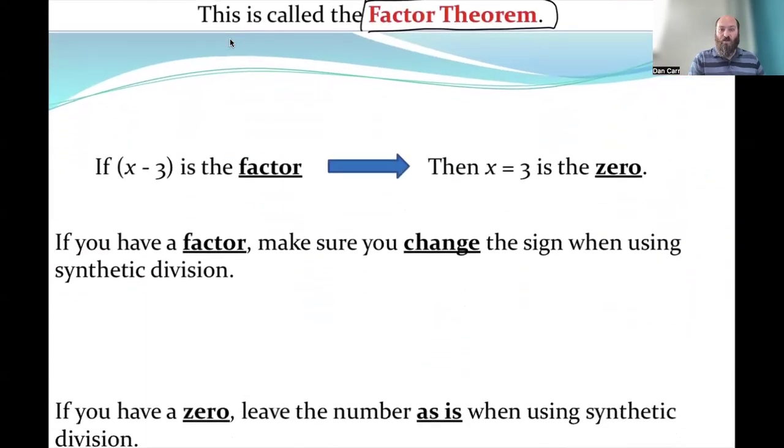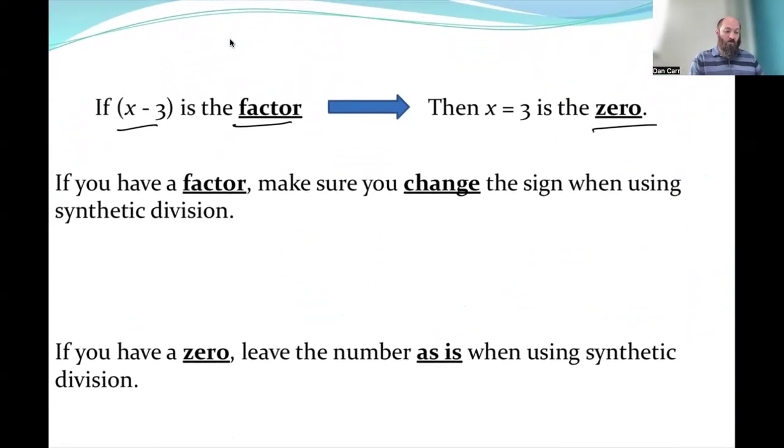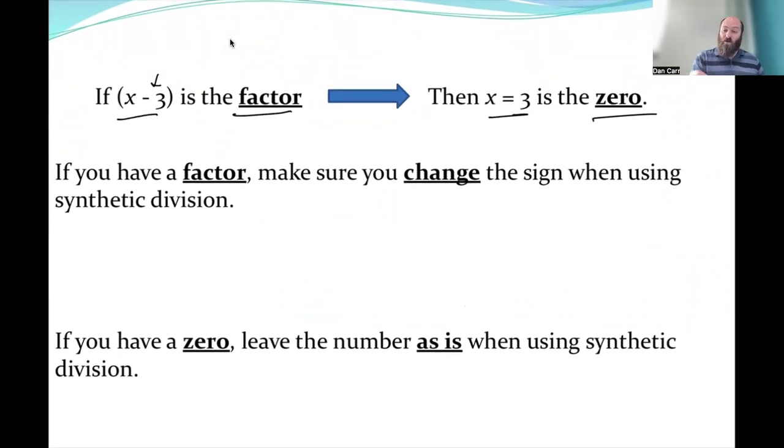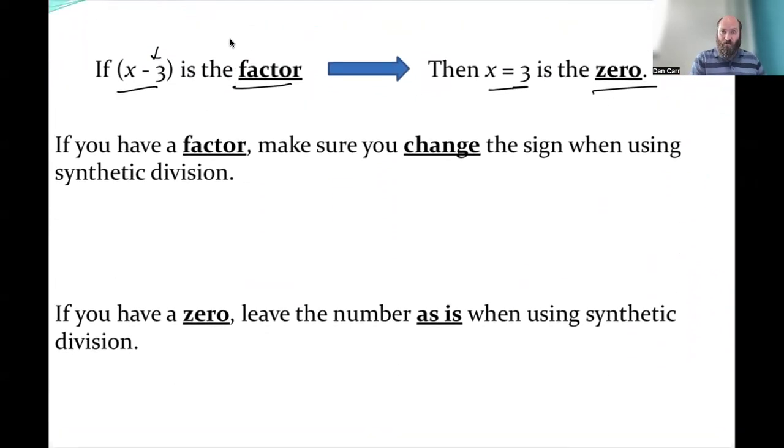So let's take a look at this. In this case, x minus 3 is a factor. X equals 3 is the 0. So if you have a factor, make sure you change the sign when using synthetic division. The idea is that if I'm saying x minus 3 is my factor, x equals 3 is the 0. You make it a positive. If you have a 0, leave the number as is when using synthetic division.